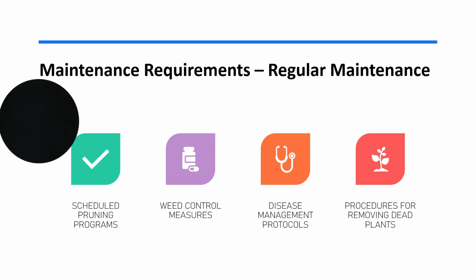Maintenance requirements: plants and trees need regular maintenance. We need to have scheduled pruning programs. We need to have weed control measures. The weeds grow faster than the trees and plants. Disease management protocol: if one plant or one tree is having a disease, it's quite easy for the infection to spread around to other plants and trees. And we are going to have a procedure for removing the dead plants.